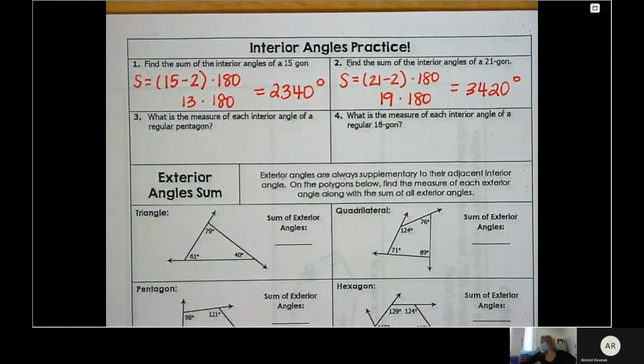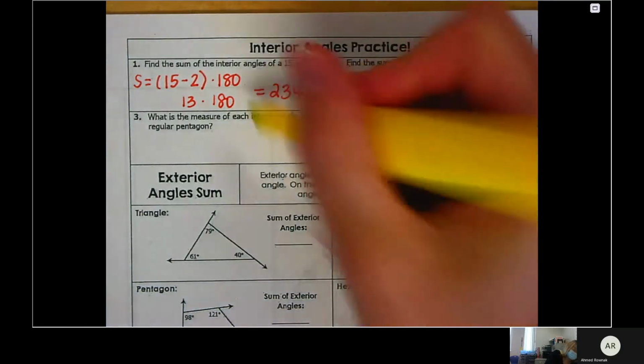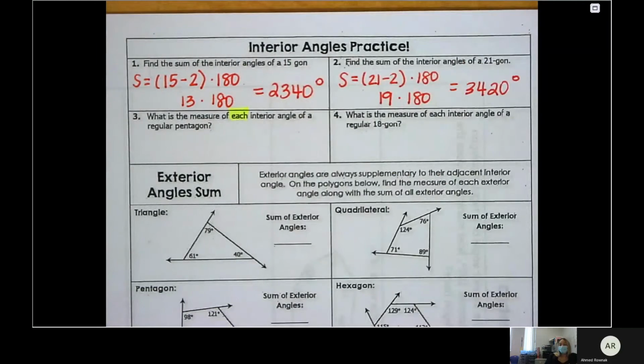Number of sides minus 2 times by 180. Okay. Next question says, what is the measure of each? I'm going to highlight that word each there. Each interior angle of a regular pentagon. Each is important because I want to know what the individual angle is worth.